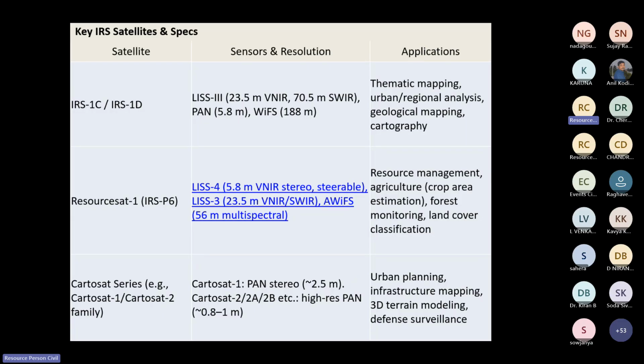So ISRO has also developed one more satellite, Cartosat, with 2.5 meter resolution. Less than 1 meter data is also available, but that 1 meter is useful for military applications. That data, if not restricted, they are supplying nowadays. Earlier it was not done.